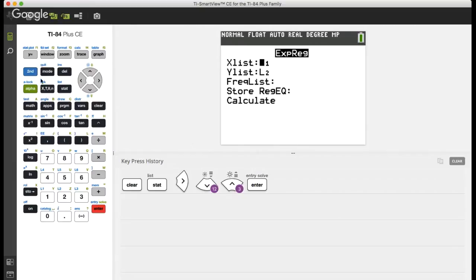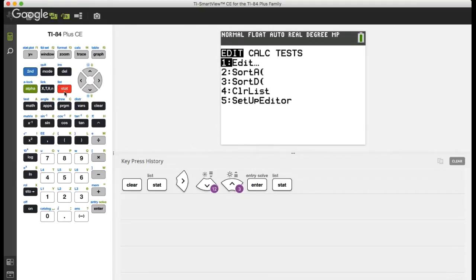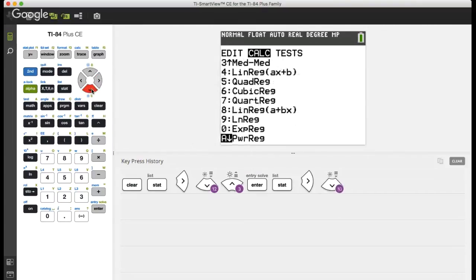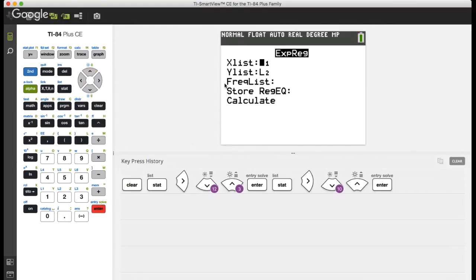The only reason why I wanted to show this to you is, if you go to stat and go to calculate, it's an exponential regression. So we'll do number 16 here. When you go to exponential regression, you're going to do that where L1 is the X list and L2 is the Y list, okay? So just a heads up there.